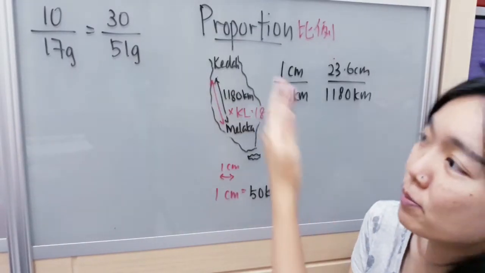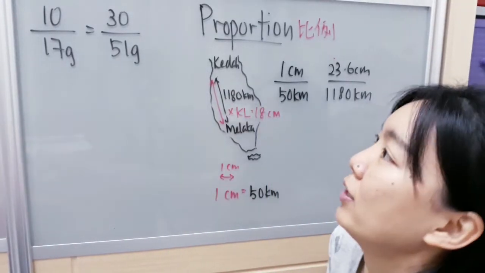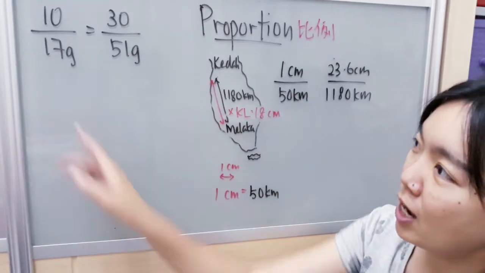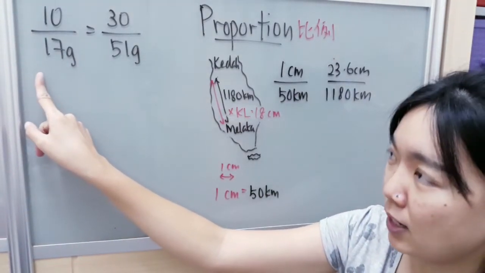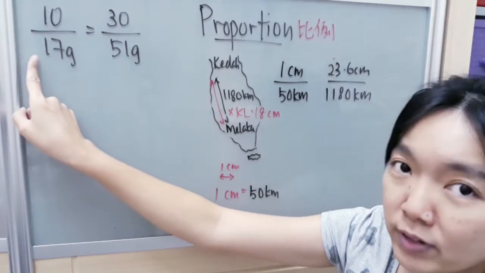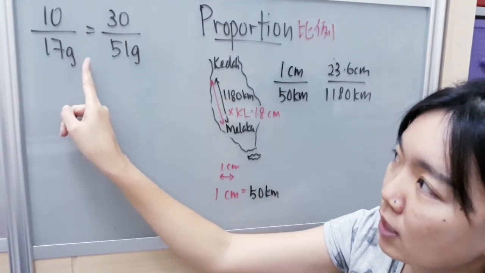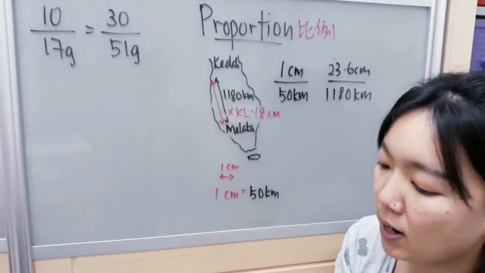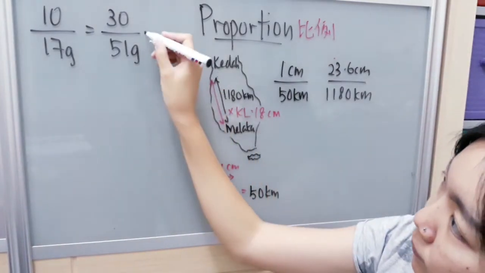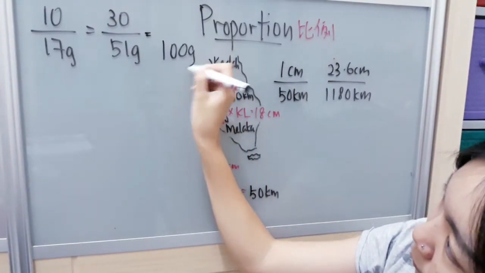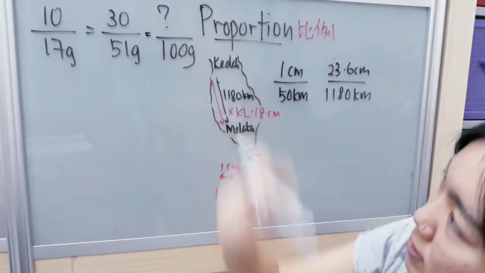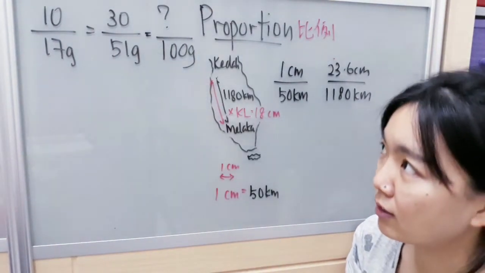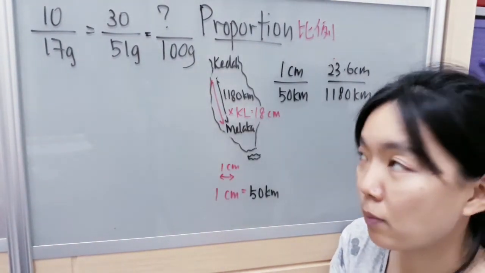What's the point of learning proportion? Here's the point. I'll show you in a bit. Let's go back to the bean case. I have 10 beans, 17 grams; 30 beans, 51 grams. What if I buy 100 grams of beans? How many beans do you think I will roughly get? This is the point of learning proportion.